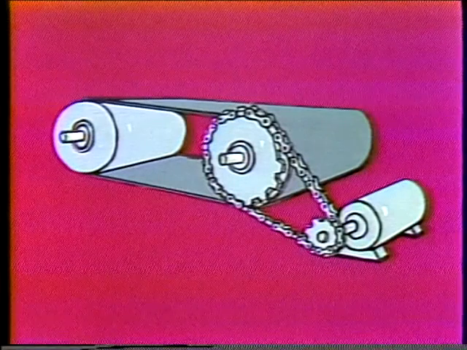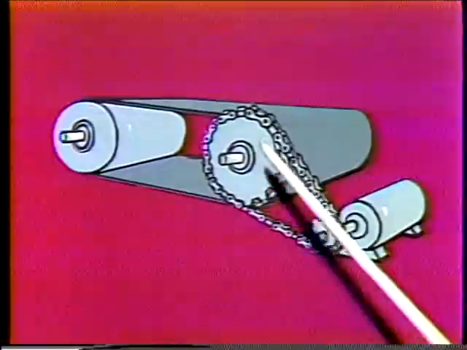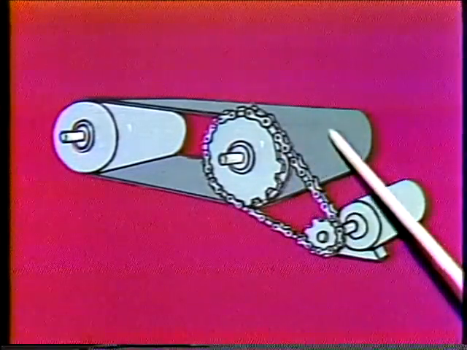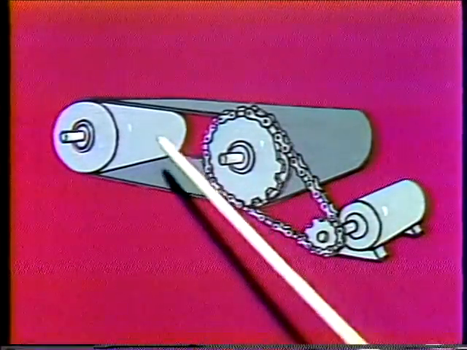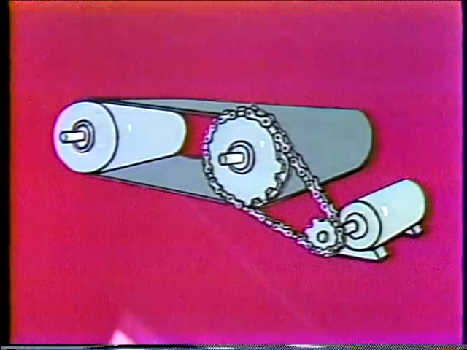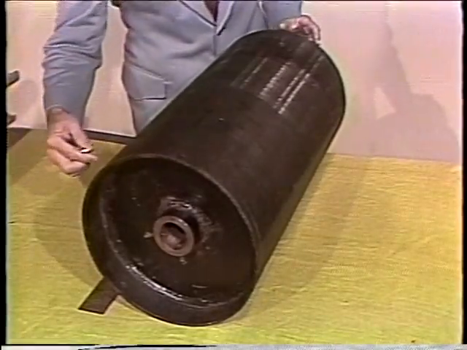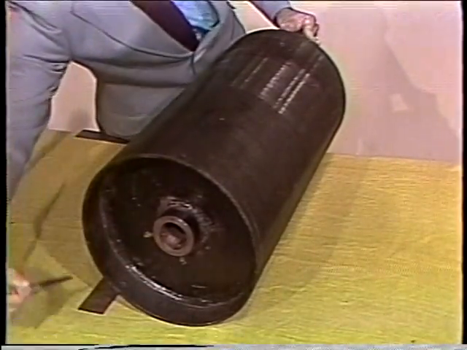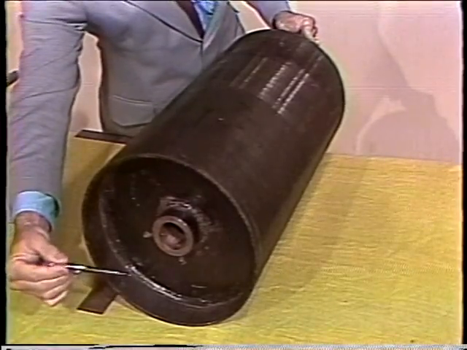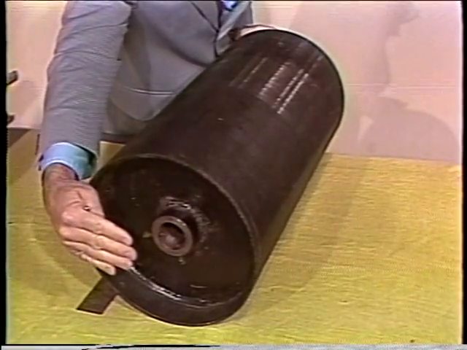As indicated in the sketch, the simplest type of belt conveyor consists of one head pulley, which can be called a drive pulley, one tail pulley, and a belt. The belt connects the two pulleys and runs completely around. The head pulley is a drum, which is bored for a shaft. This shaft is supported by a bearing on either end.